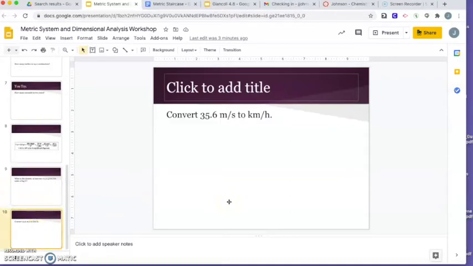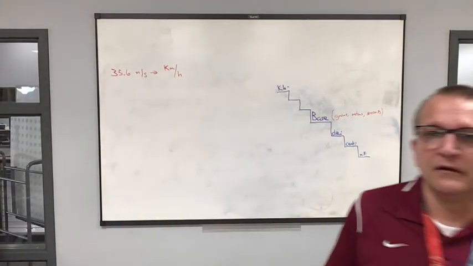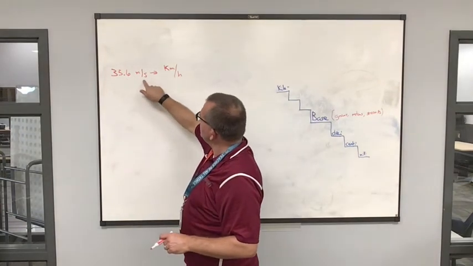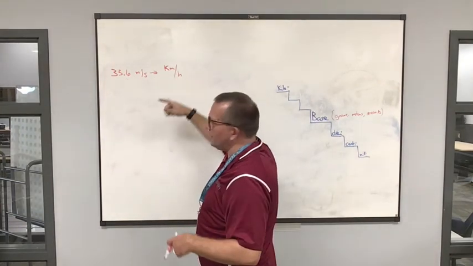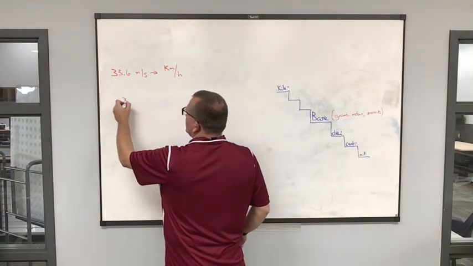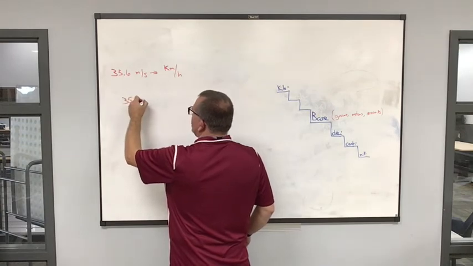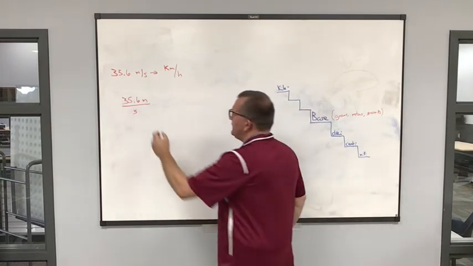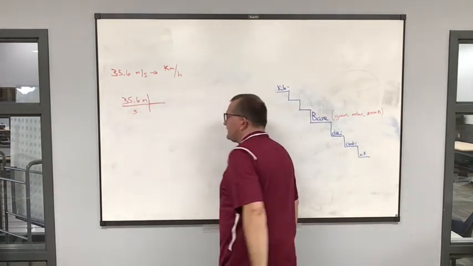And then our last one, we're going to convert 35.6 meters per second to kilometers per hour. Again, using the staircase to make a metric conversion factor. Do it now. Okay, so let's practice another conversion. I got 35.6 meters per second, and I'm converting it to kilometers per hour. So this would be like a rate problem, an acceleration or a velocity problem. But 35.6 meters over seconds is how I start. I want to go from meters to kilometers, and I want to go from seconds to hours.